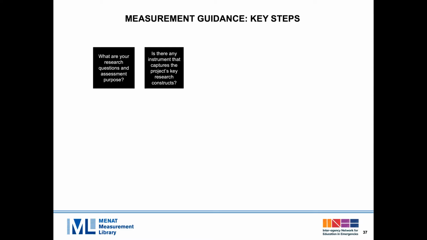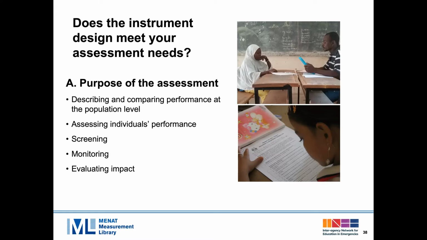So the next question that users would need to identify is whether there's an instrument that is adequate for the assessment purpose that they want to conduct the research about. The guide provides different descriptions of the different types of assessment purposes. For example, describing and comparing performance at the population level, assessing the individual's performance, screening, monitoring, and evaluating impact.